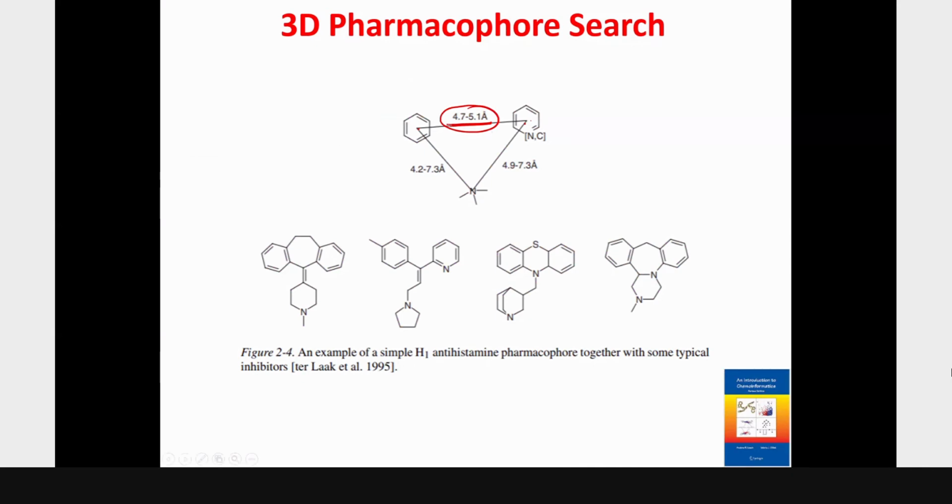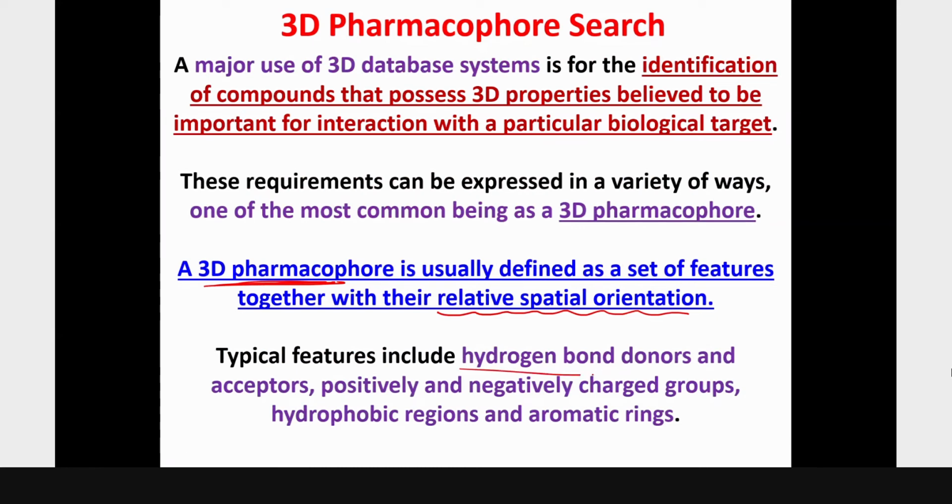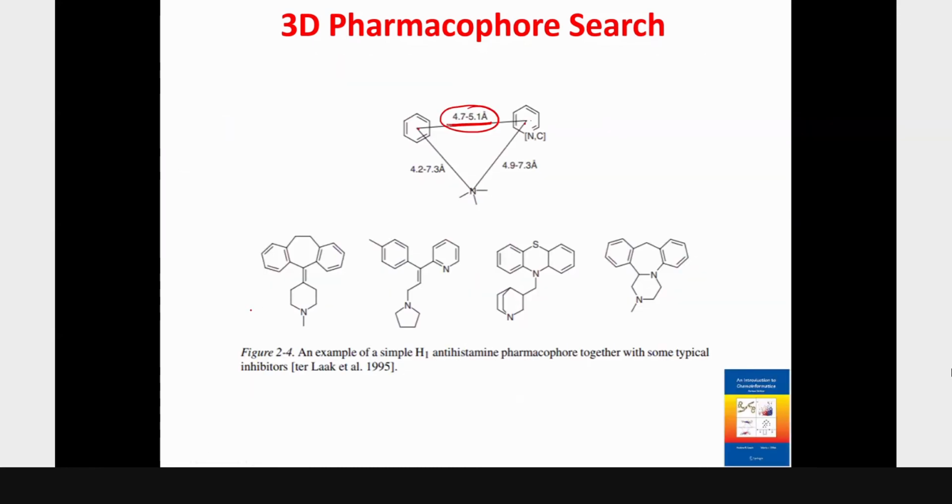Their spatial relative orientation should be matched with the compounds in the database. And if other components also, the hydrogen bond donors, acceptors, all these components are also matching, then only the compound will be considered to be similar. So this could be considered as a more sophisticated method than your earlier simple substructure search method.